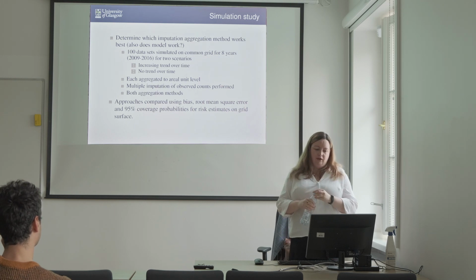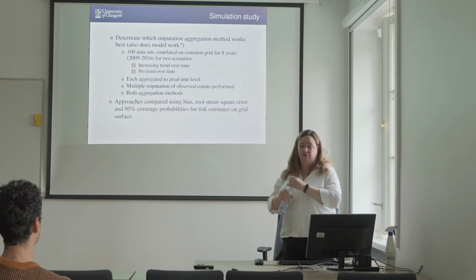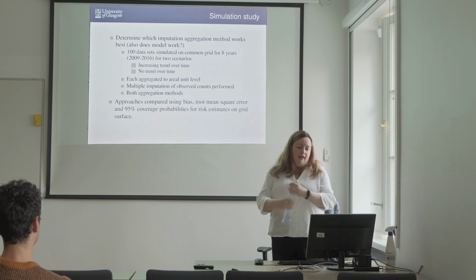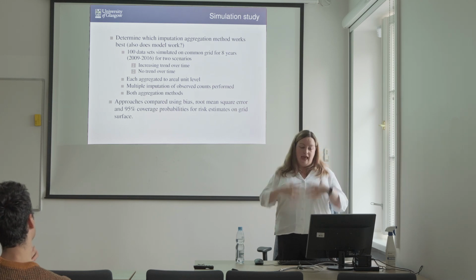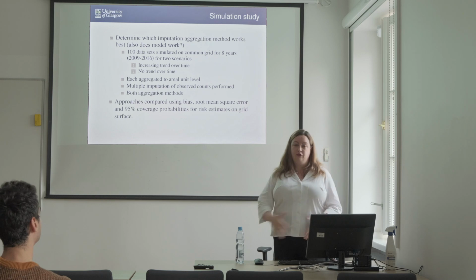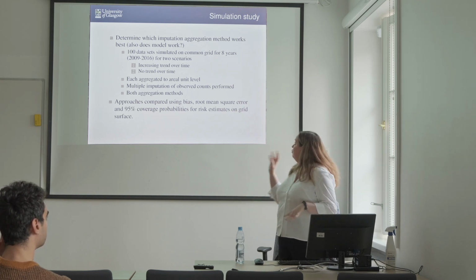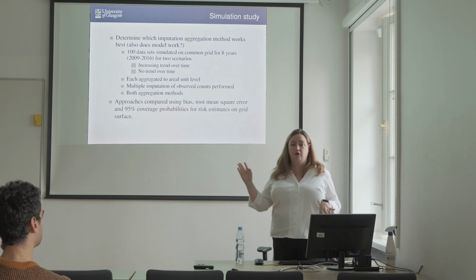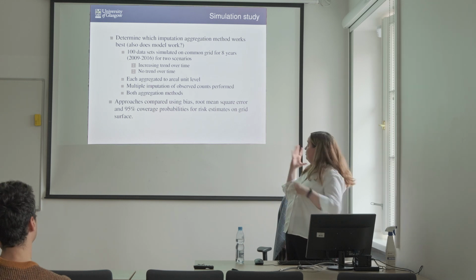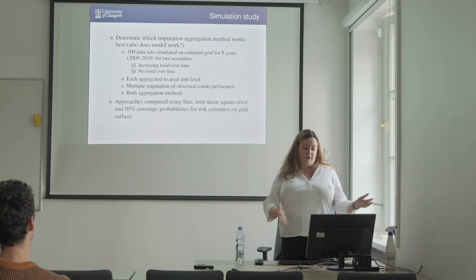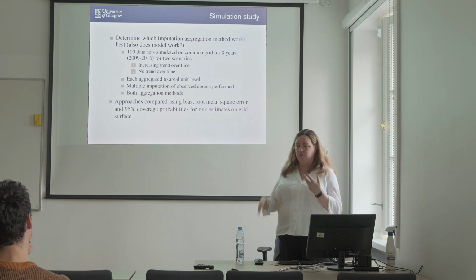So we did a simulation study. In order to do that, we basically took the structure of Glasgow and we simulated data on the grid rather than on the areas. And then we aggregated up the grids to the areas and then threw away the grid information, basically pretended we didn't know it. There are two different scenarios we looked at: an increasing trend of risk over time and no trend over time. So we pretended that we didn't have the grid square information, we did the multiple imputation, and we tried both aggregation methods. And so we wanted to compare them.